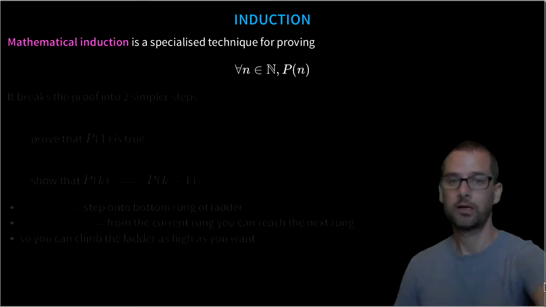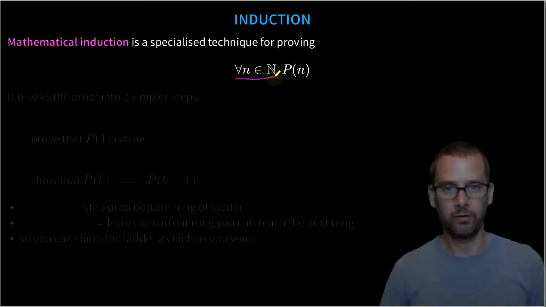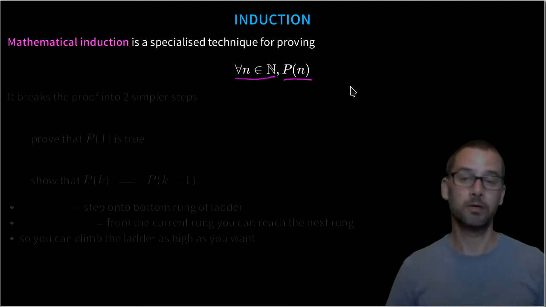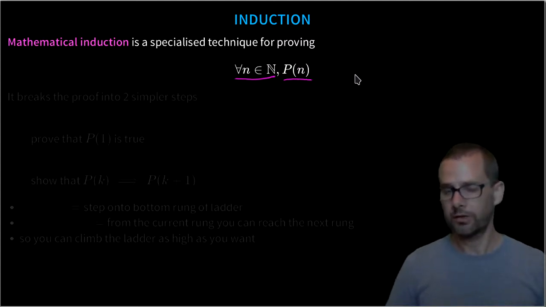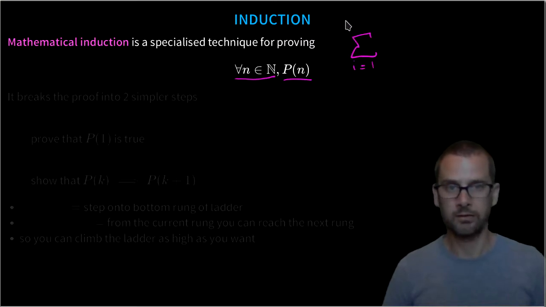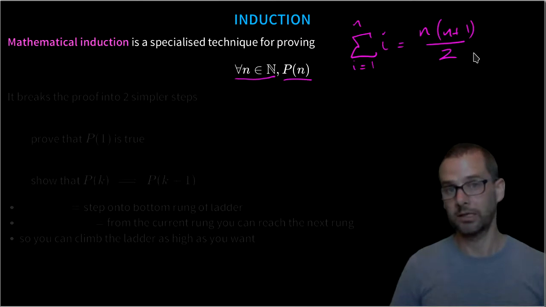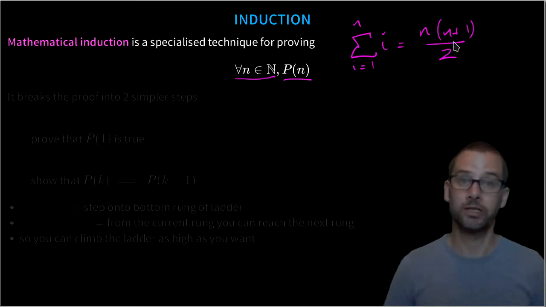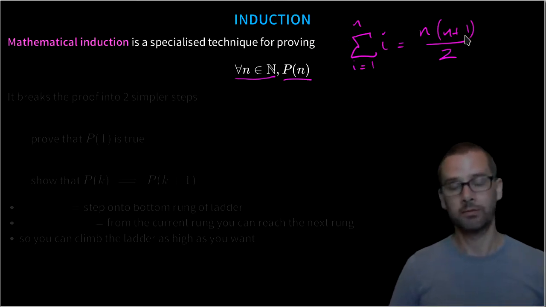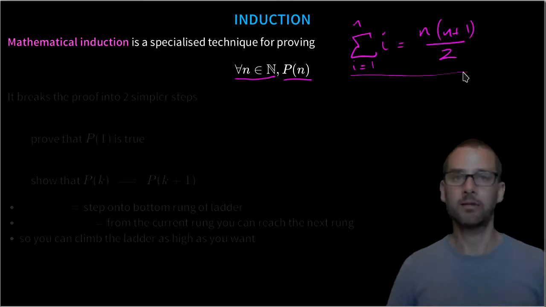Induction. Mathematical induction is a specialized technique for proving statements of the form: for all natural numbers n, some statement P(n). You may have seen this sort of thing in the example that the sum of i from i equals 1 to n of i is n(n+1)/2. This is an archetypal example, the sum of the first n integers, and a standard one lots of people learn. But this is an example of what we mean: for all natural numbers n, this statement holds.